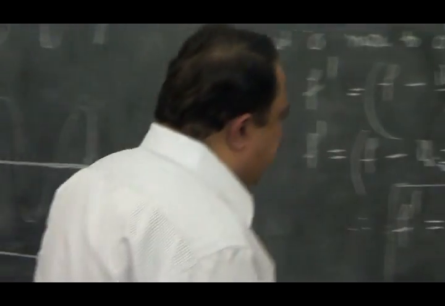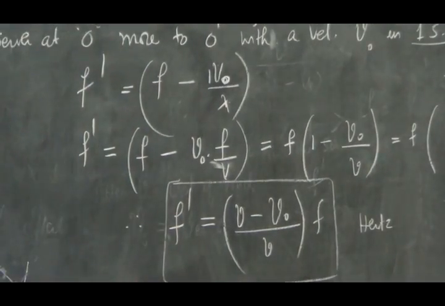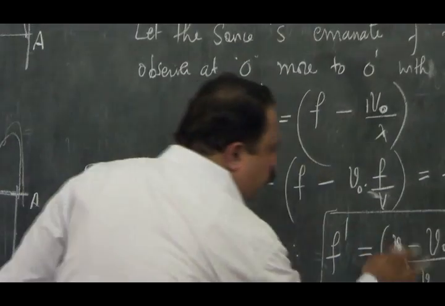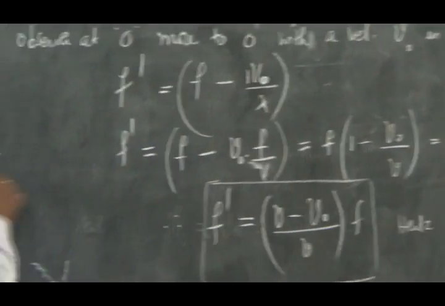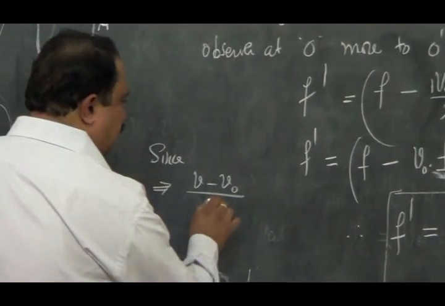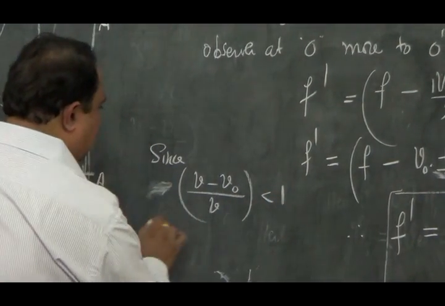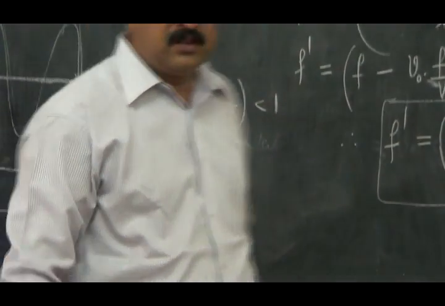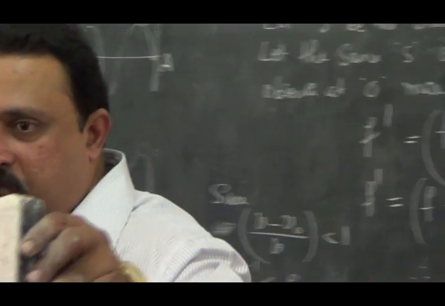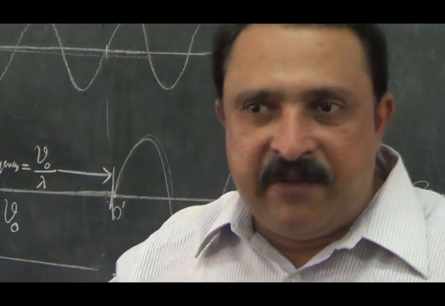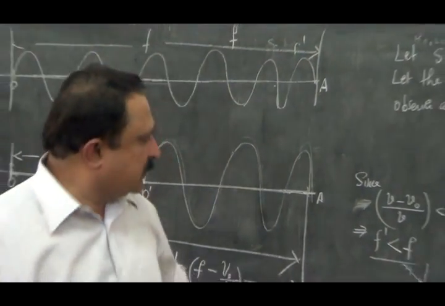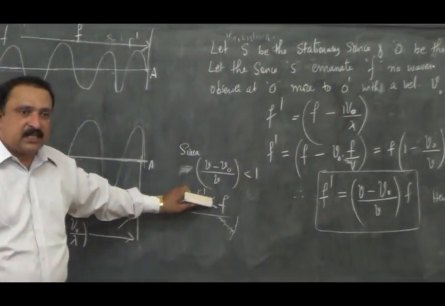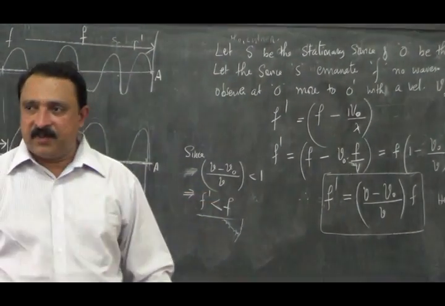Now tell me whether the numerator is bigger or the denominator is bigger. The denominator is bigger, so this ratio should be less than 1. Since (V minus V naught) by V is less than 1, F apparent is less than F. So when the person moves away from the stationary source, is the apparent frequency greater or lesser? Lesser than the actual. F dash means apparent. Apparent is lesser than the actual frequency. Okay?